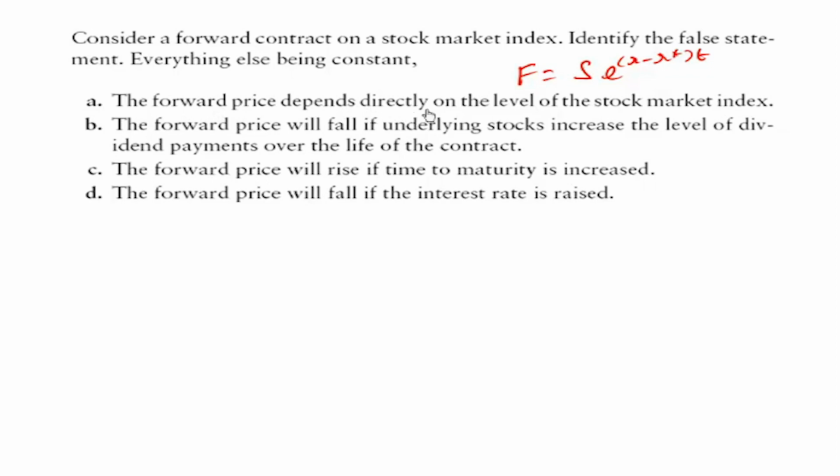So the forward price depends directly on the level of the stock market index. That is correct. It depends on S. It will fall if the underlying stocks increase the level of dividend payments. That is also correct. If r star goes up, this F will come down. It will rise if the time to maturity is increased. That is also correct. And the forward price will fall if the interest rate is raised. If the risk-free rate goes up, the forward price will fall. That is incorrect. The forward price will go up. That's the false statement that we were asked to identify.